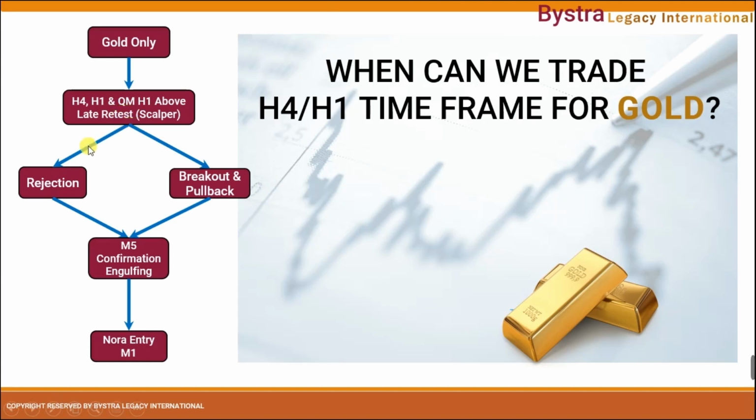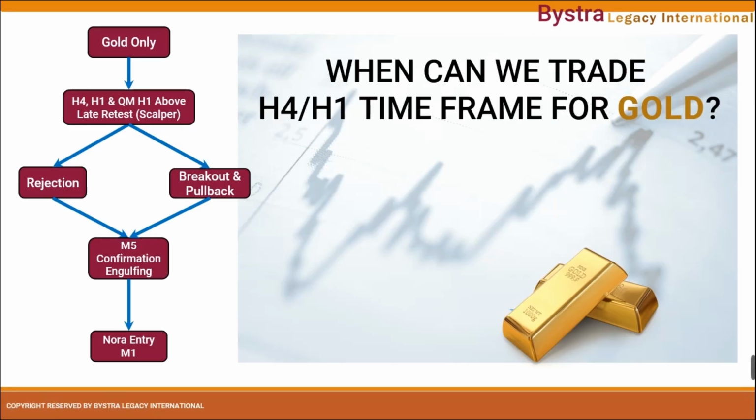So same thing goes. If there is a rejection, we wait for confirmation of rejection in the smaller time frame. We do not wait at the rejection on the M30 or the M15. We wait at the small time frame. It's sufficient. Or the breakout and pullback, same goes. We will enter at the M1 time frame, engulfing at the M5 time frame. So I'm going to show you this later on.